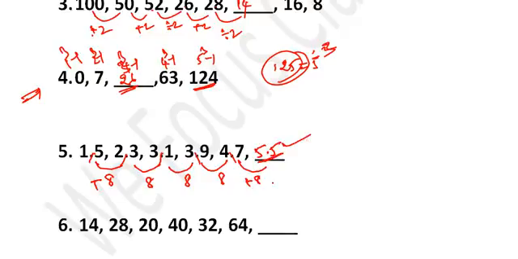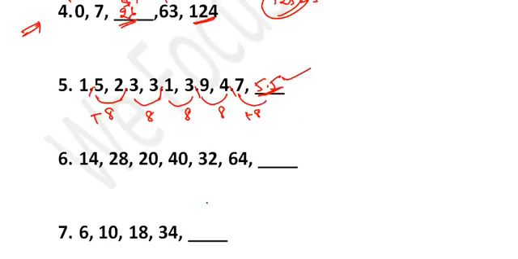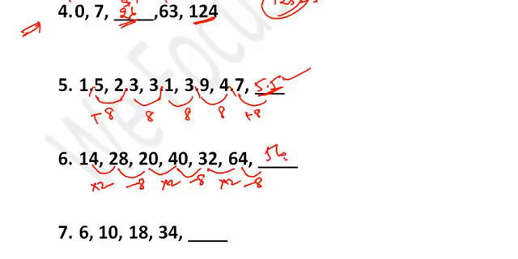Then what about the next problem? The problem is given like this: 14, 28, 20. This is again a simple problem, friends. 14, 28, 20, 40, 32, 64. Then how do you get this? This is nothing but into 2, and here you will be getting minus 8, and it is into 2, and here you will be getting minus 8. Here it will be into 2, and here you will be getting minus 8. 64 minus 8, you will be getting the answer as 56, friends.